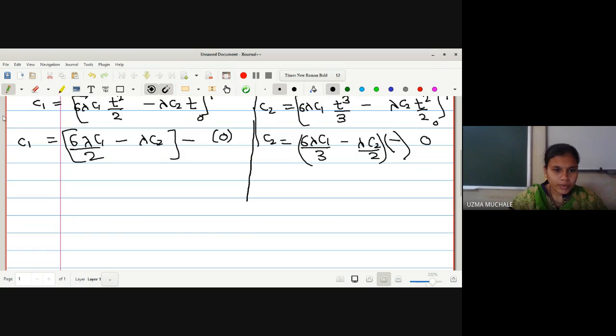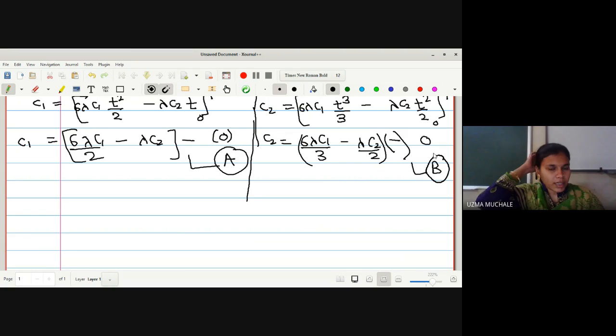Okay, now we have two equations. Let me name this equation A and this B, just like we renamed these as A1, A2 in our method. A1, A2, A3 up to AN are the equations we have written, and now we have to solve these two equations for finding the values of C1 and C2.